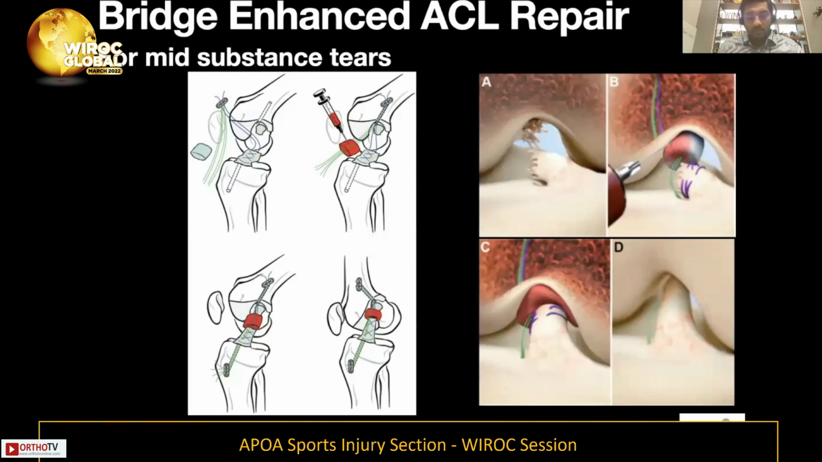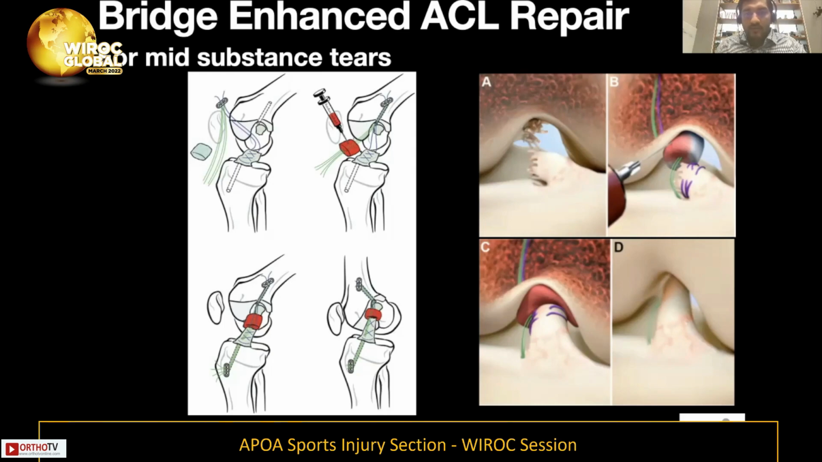The new kid on the block is bridge enhanced ACL repair. And this is for one of the standard traditional contraindications from a primary repair. That's a mid-substance tear. So for a mid-substance tear, there's a huge gap that forms between the proximal and the distal ends of the ACL.